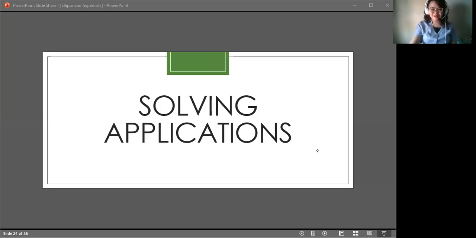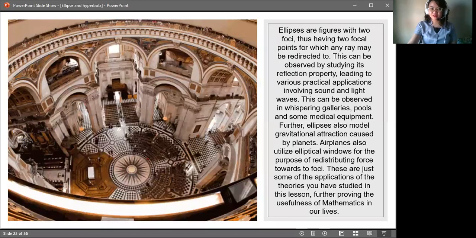Hello there! In this video, we will be solving applications of an ellipse. You see, ellipses are figures with two foci, thus having two focal points to which any ray may be redirected. This can be observed by studying its reflection property, leading to various practical applications involving sound and light waves. This can be observed in whispering galleries, just like what we have here, and pools and some medical equipment.